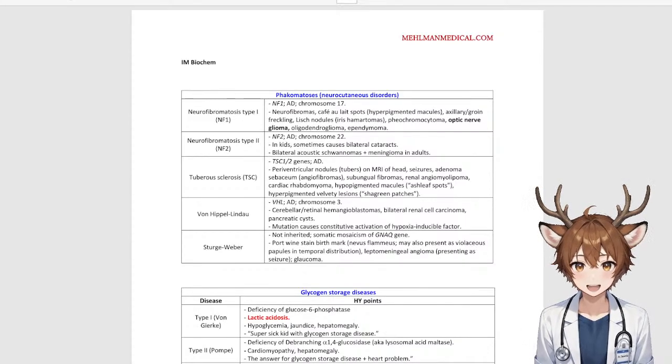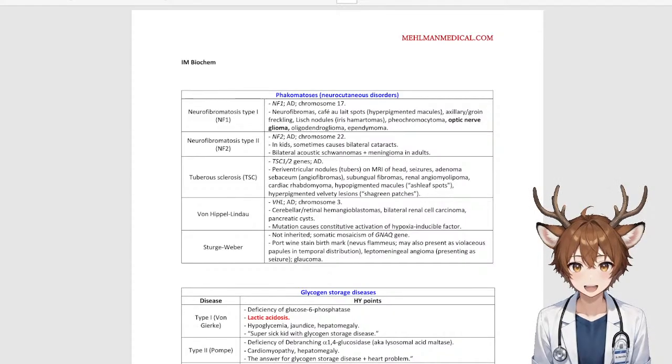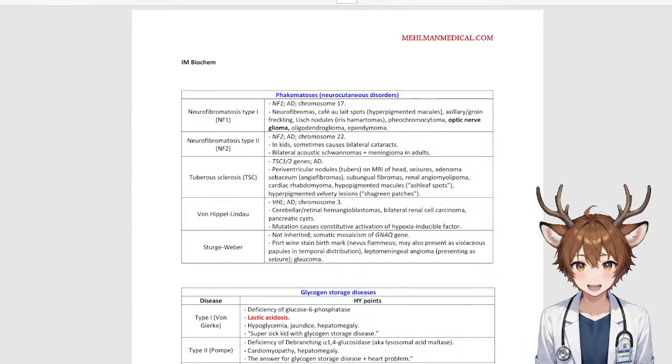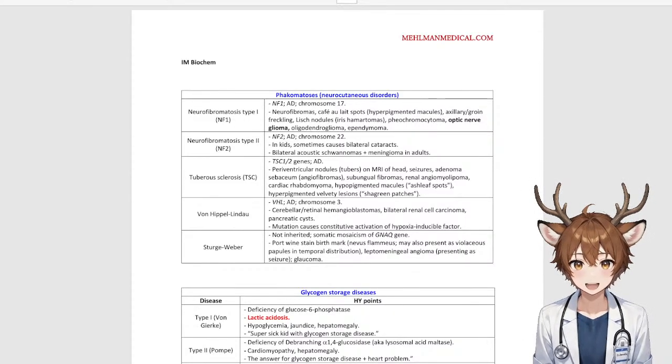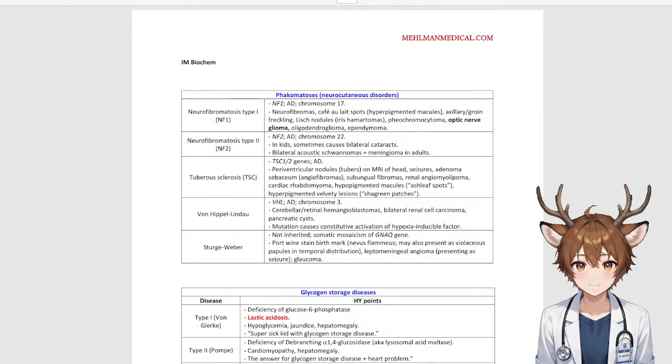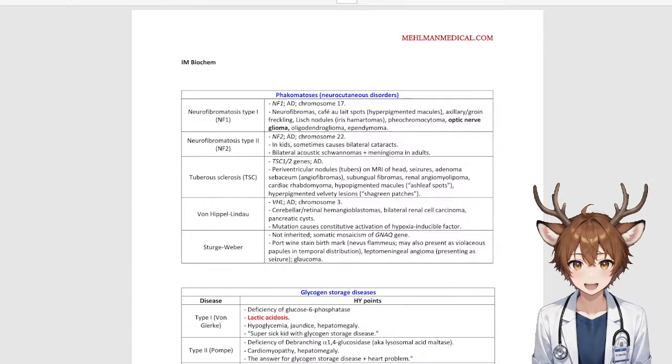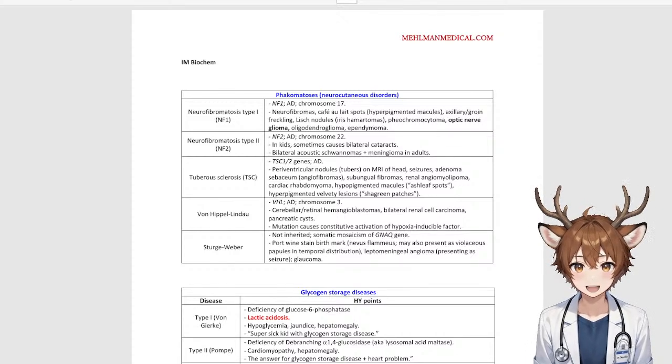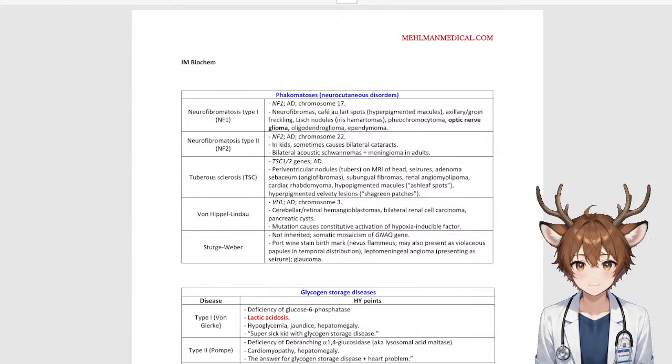That's a lot, okay. Von Hippel-Lindau, VHL, autosomal dominant, chromosome 3, cerebellar/retinal hemangioblastomas, bilateral renal cell carcinoma, pancreatic cysts. Mutation causes constitutive activation of hypoxia-inducible factor.